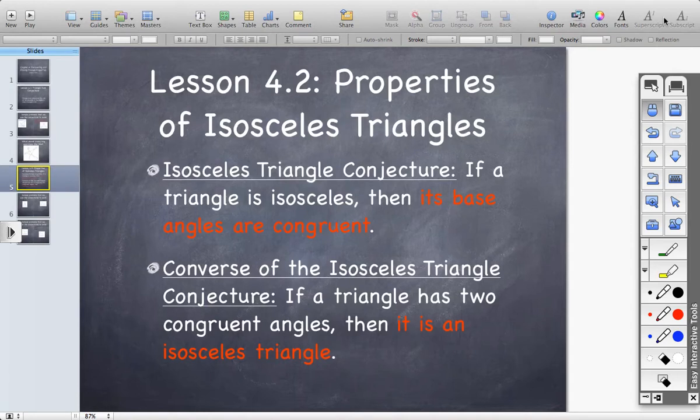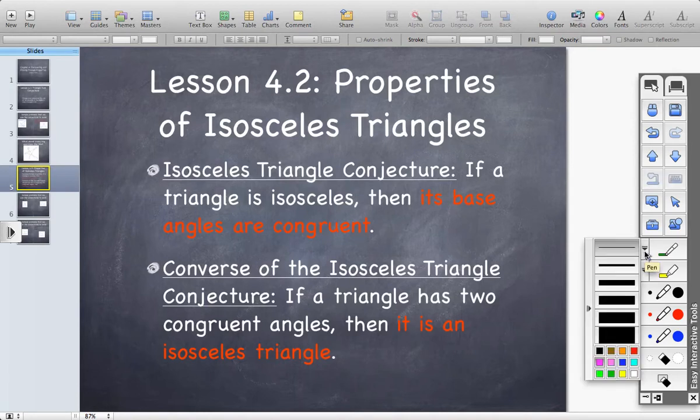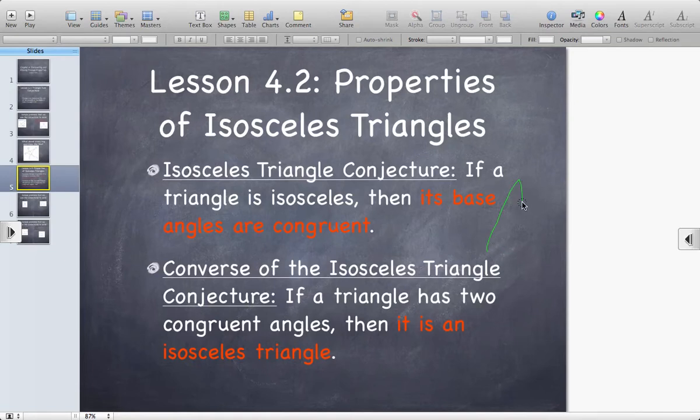So the base angles, again, to remind you, let's go with green. If you have an isosceles triangle, these two are the congruent sides, then the third side, the non-congruent side, is the base. So the two angles that come from the base are the base angles. So if we know it's isosceles because two sides are congruent, then we know that the base angles are also congruent to each other.